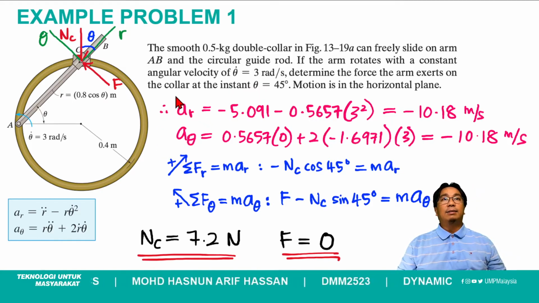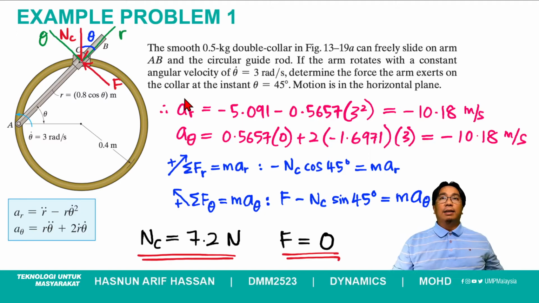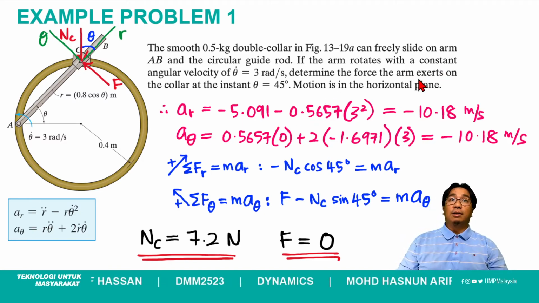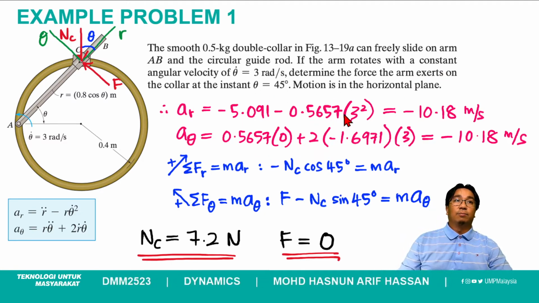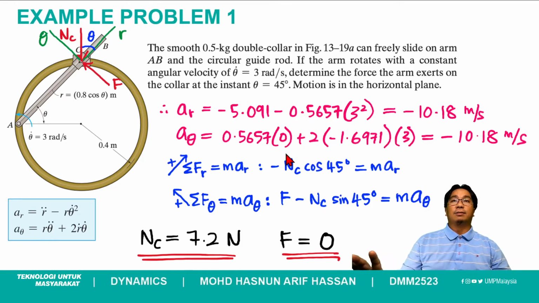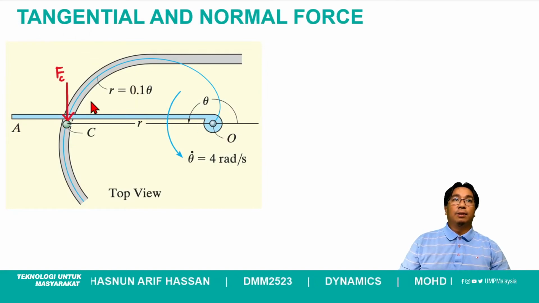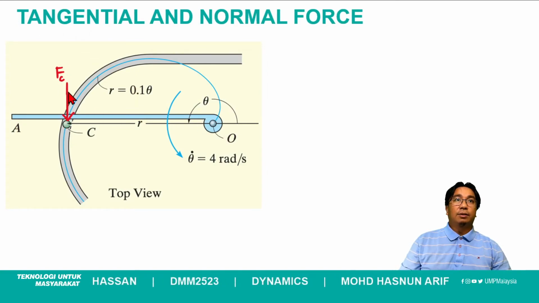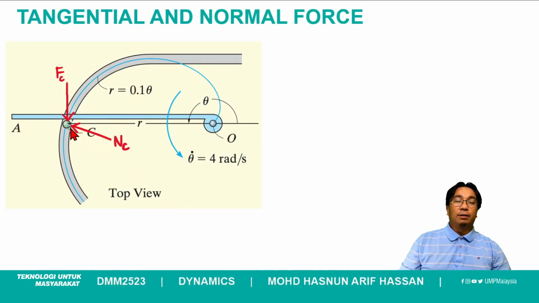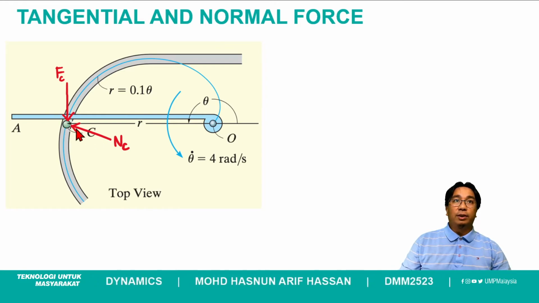But A is linear acceleration. Linear acceleration is not zero because linear velocity is not zero. Okay, it's not constant. Sorry, it's not constant. Okay, so let's continue with this. We have a force pushing the ball. We have the normal force at the contact point between the ball and the groove here.